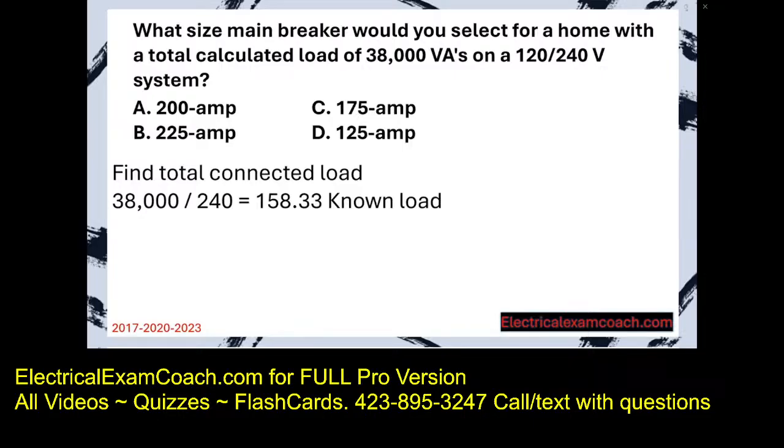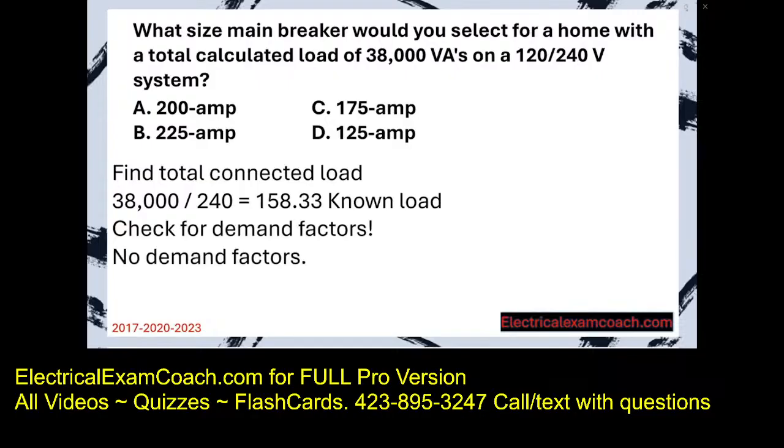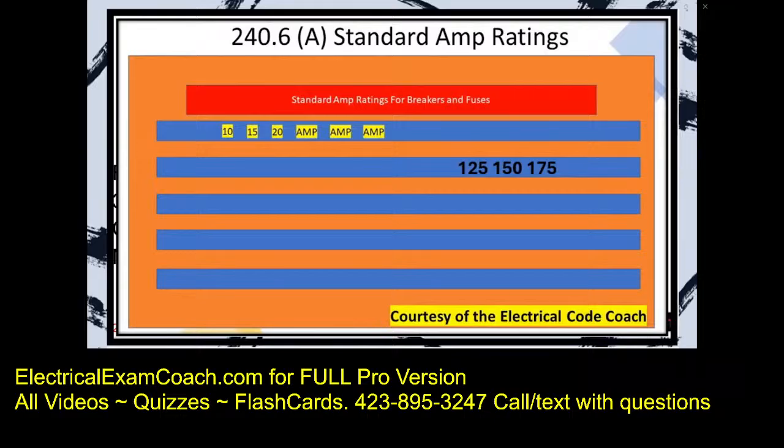Now we check for demand factors. And like we said before, there are no more demand factors on this calculation. We head over to table 240.6a, and we choose the next standard size breaker, and in this case, it's 175 amps.